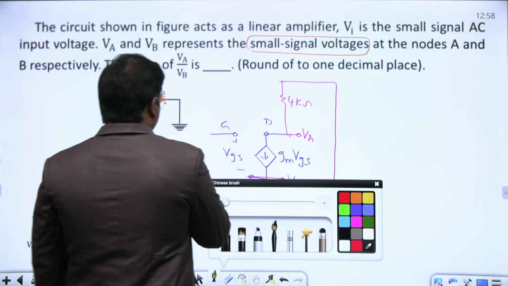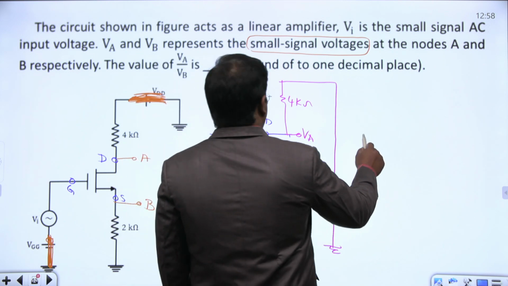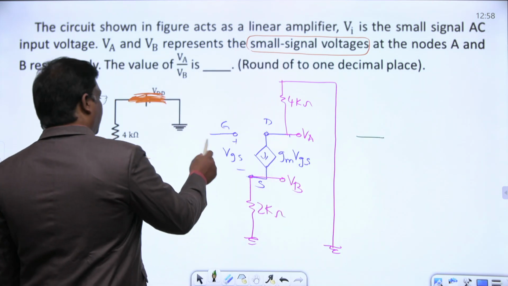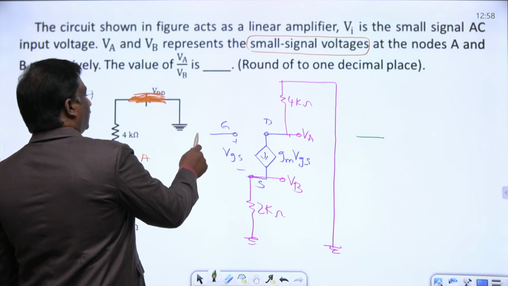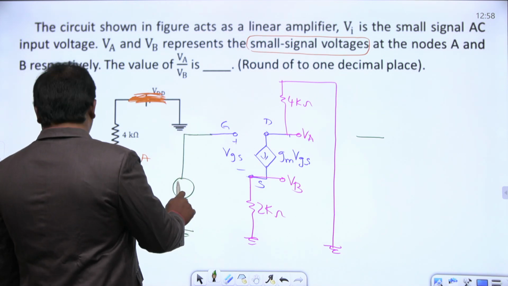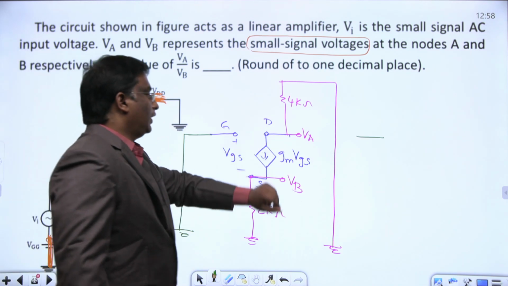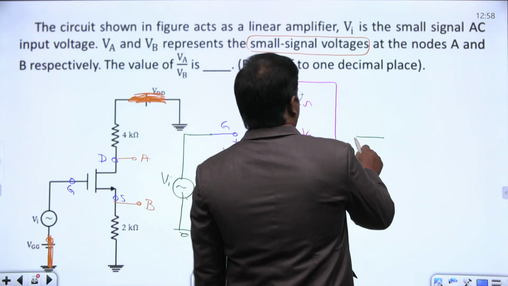Just for simplicity, I am rearranging the circuit here. Same thing, not changing anything. The input part here is open only, and Vin does not have any significance here. Since they are asking VA and VB only, I am taking this part. This is Vi.